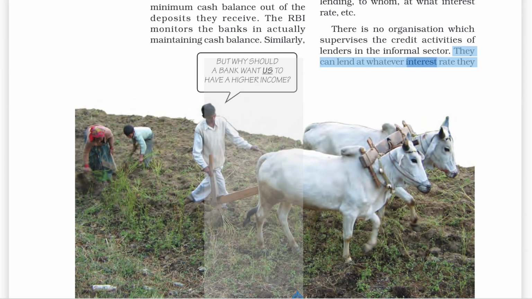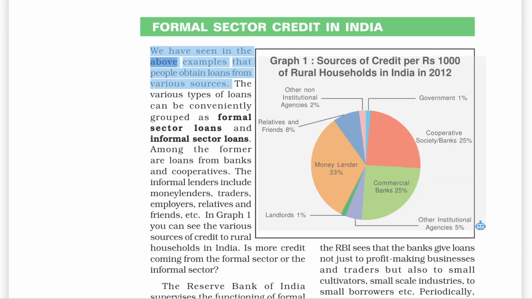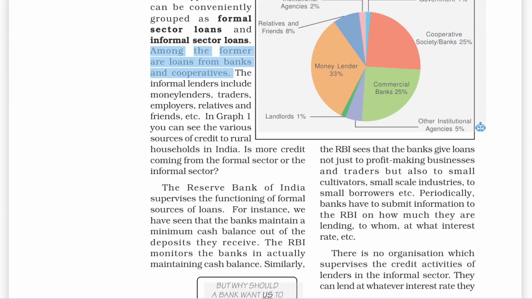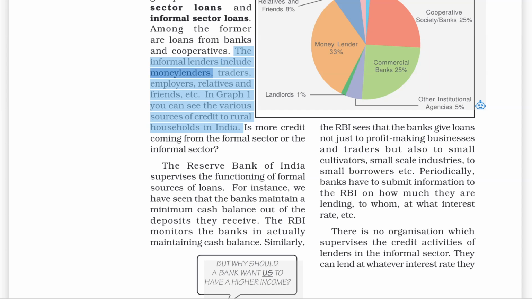They can lend at whatever interest rate they choose. We have seen in the above examples that people obtain loans from various sources. The various types of loans can be conveniently grouped as formal sector loans and informal sector loans. Among the former are loans from banks and cooperatives. The informal lenders include moneylenders, traders, employers, relatives and friends, etc.